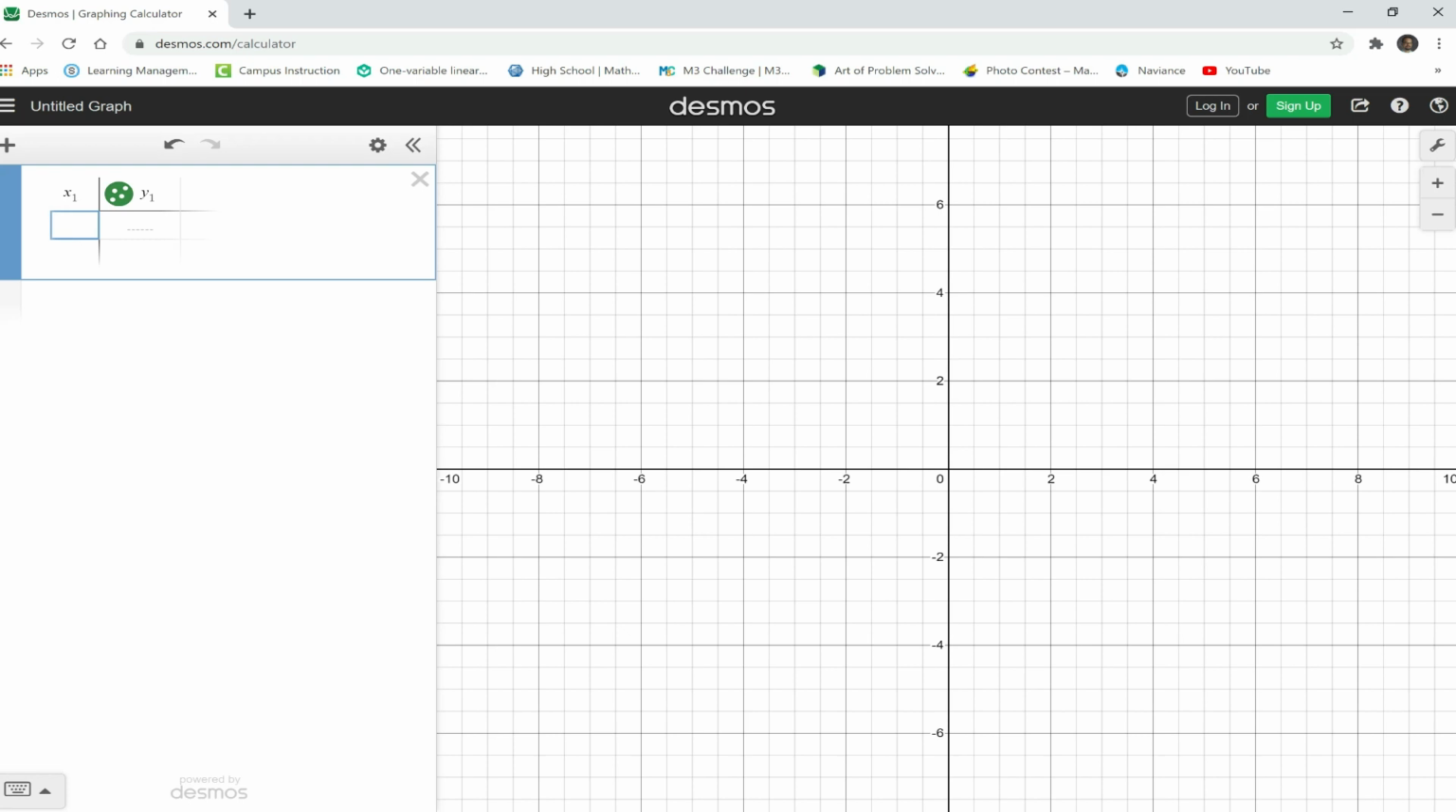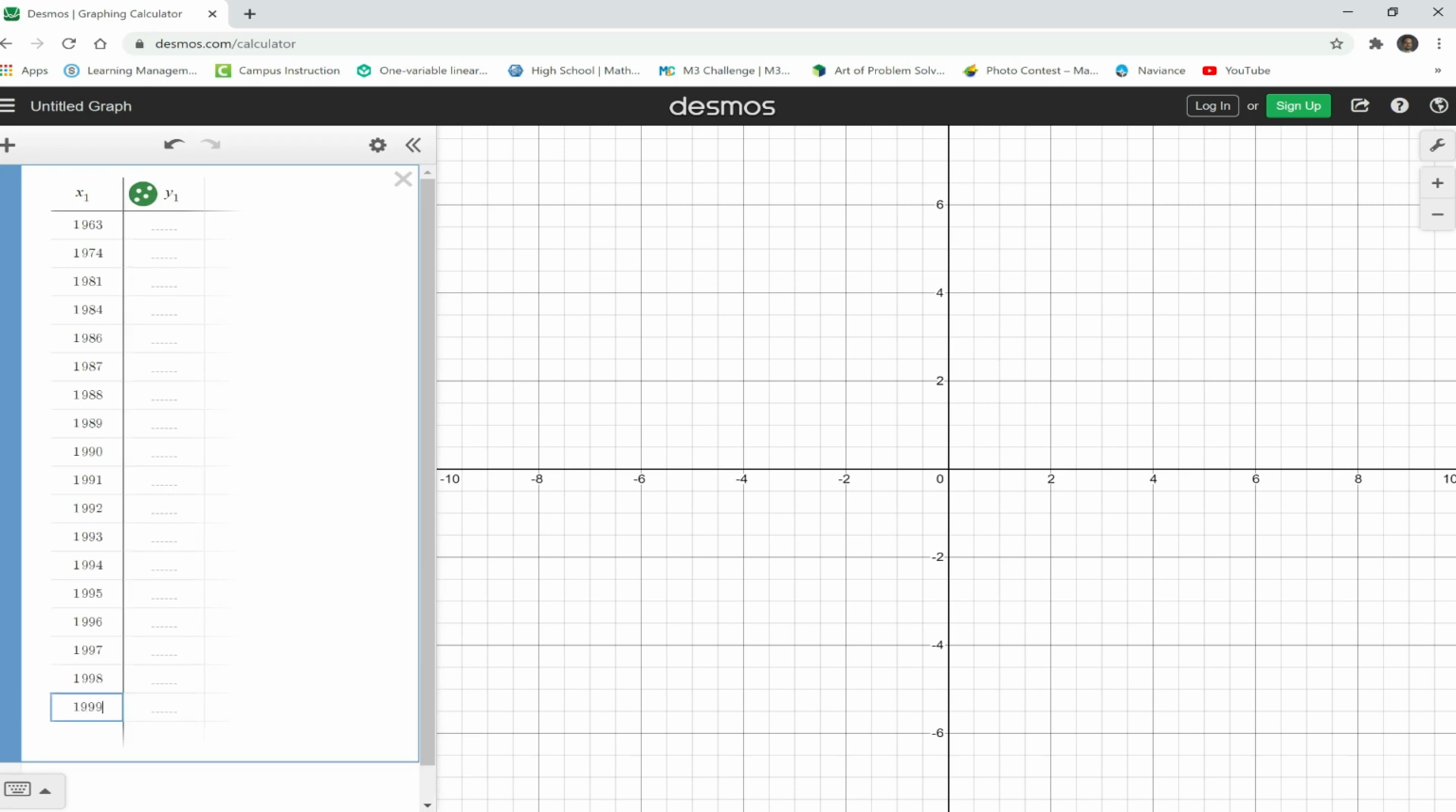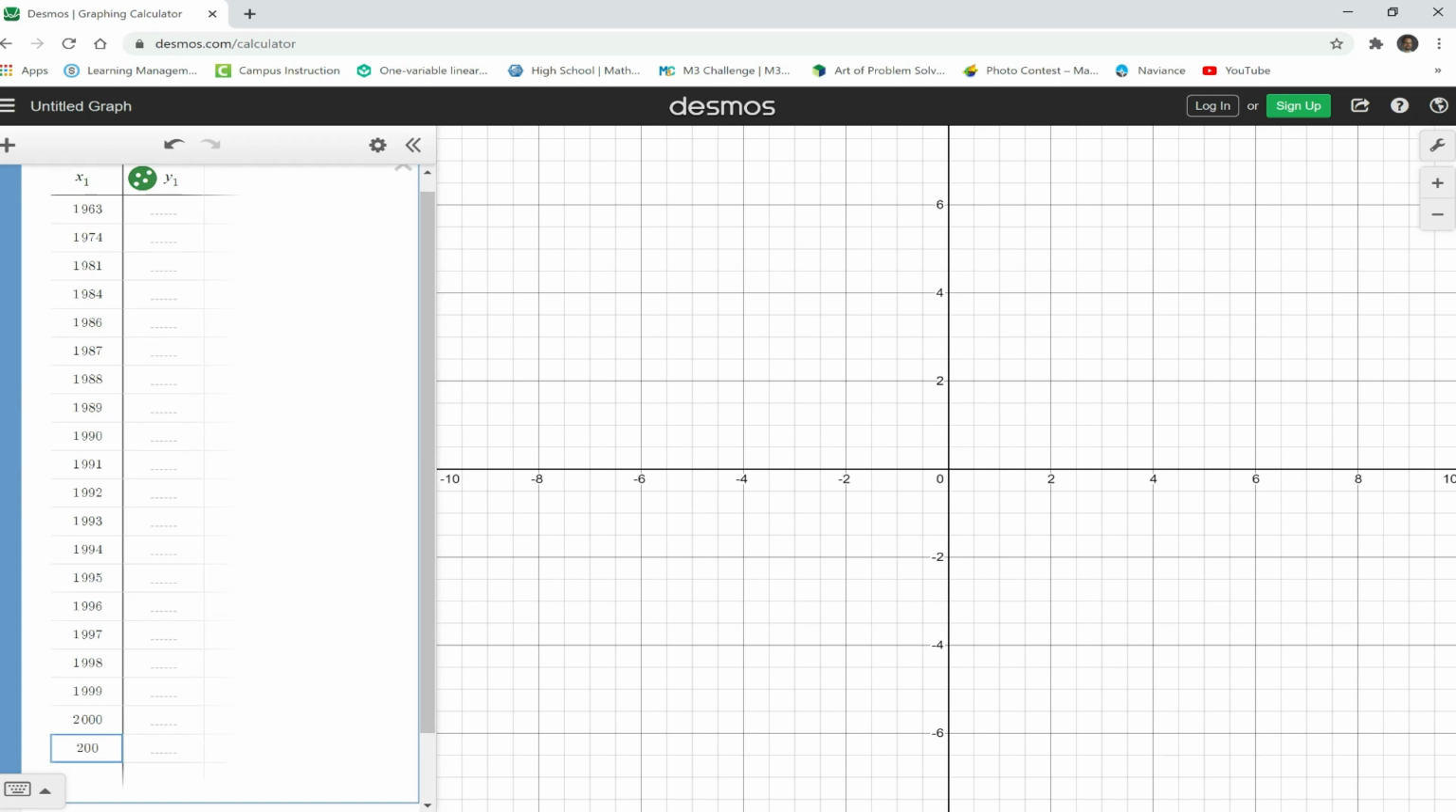And we're just going to enter in all the years. So starting with 1963, 1974, 1981, 1984, 1986, 1987, 1988, 1989, 1990, 1991, 1992, 1993, 1994, 1995, 1996, 1997, 1998, 1999, 2000, 2005, and 2006. So we've entered all of our years in our X list.